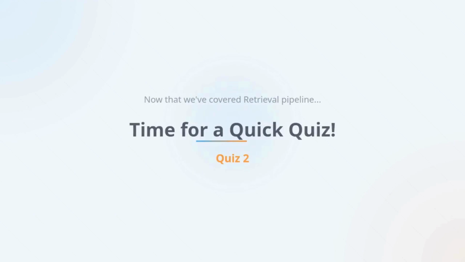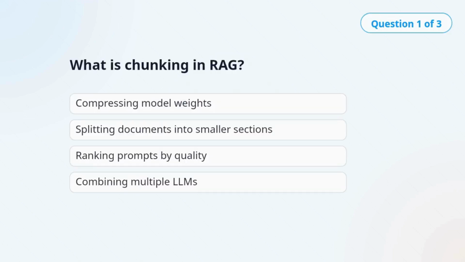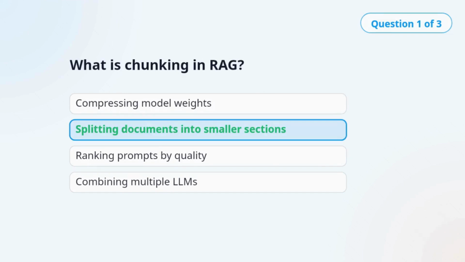Now that we've covered the retrieval pipeline, let's test what we've learned so far. Here's quiz number 2. See if you can get it right. Question 1. What is chunking in RAG? The correct answer is splitting documents into smaller sections. Chunking means dividing large documents into smaller manageable pieces for indexing and retrieval.